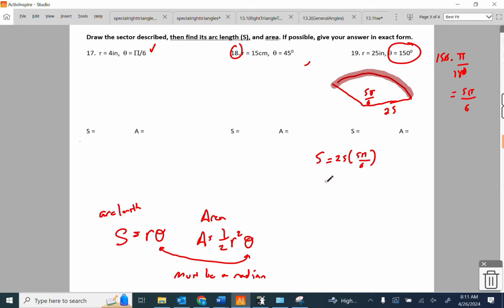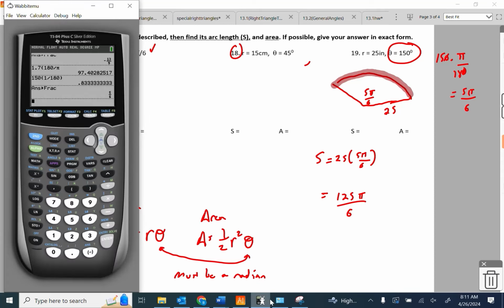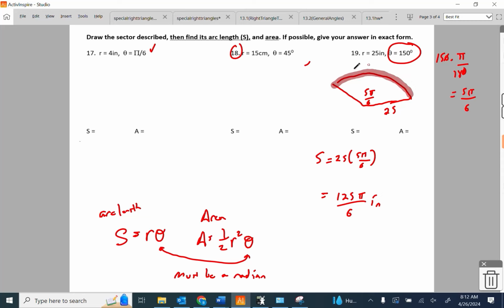25 times 5 is 125. Don't forget about pi over 6. I don't believe that'll simplify, but it's pretty early in the morning. So let's do everything without the pi symbol, just so we can check me. 125 over 6, don't forget about pi, and this would be inches because it's length.